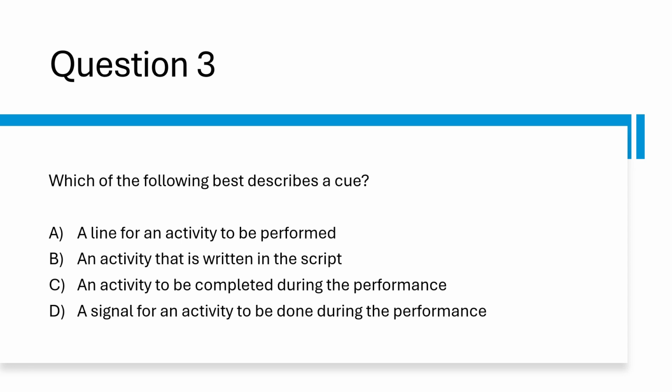Now, if an activity is written in the script, then I wouldn't have to be off stage waiting for that because it would already be there. And so we know that we're eliminating B.